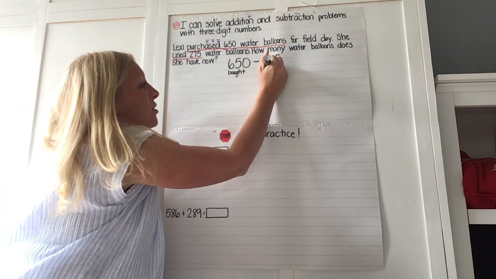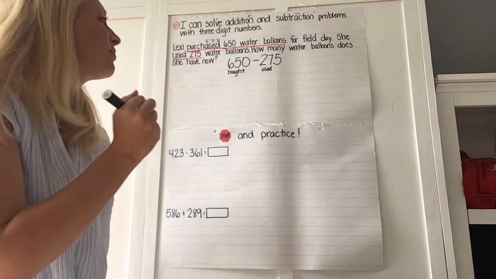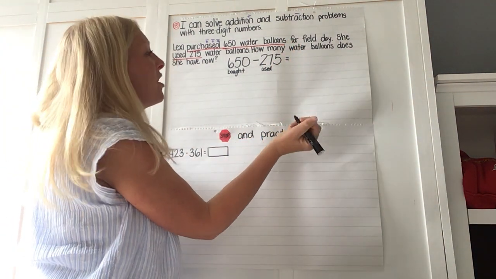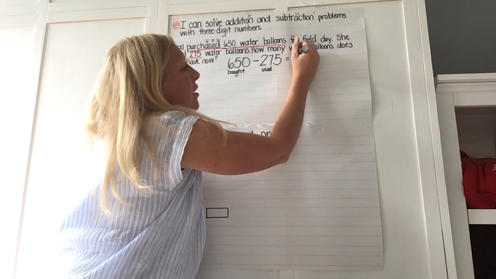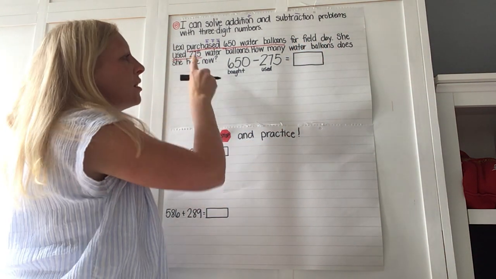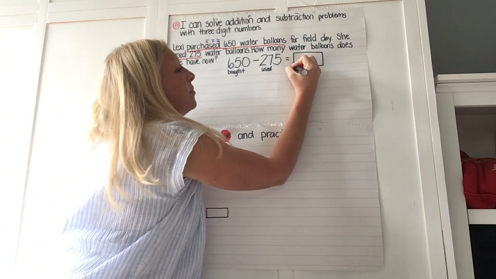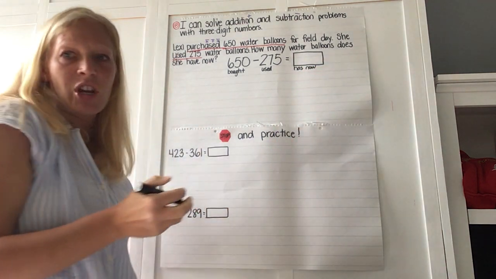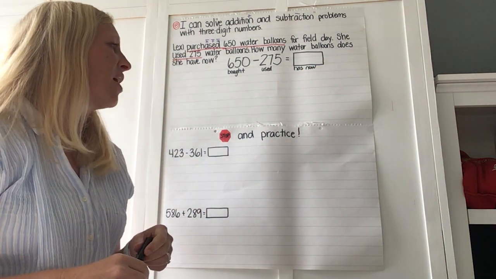All right, and then what do we know? Oh, I'm going to write used. Yes, we got to label that equation. Okay, then what? I'm going to put an equal sign. What are we going to put after that equal sign? And what does that box represent? How many she has now? Right? How many she has after she uses 275 of them.